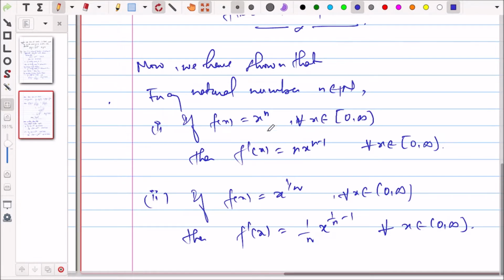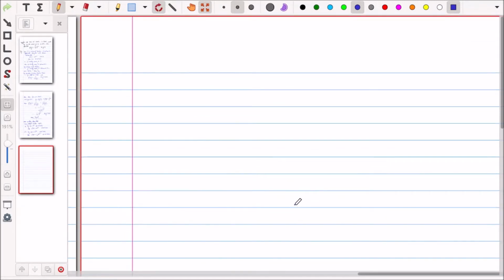Yes, we have shown these two results. We did this first for natural numbers. Now we have shown it for numbers of the form 1 by n where n is a natural number. Now what we will do is show it for any positive rational number. Okay, is it fine? Yes, sir.